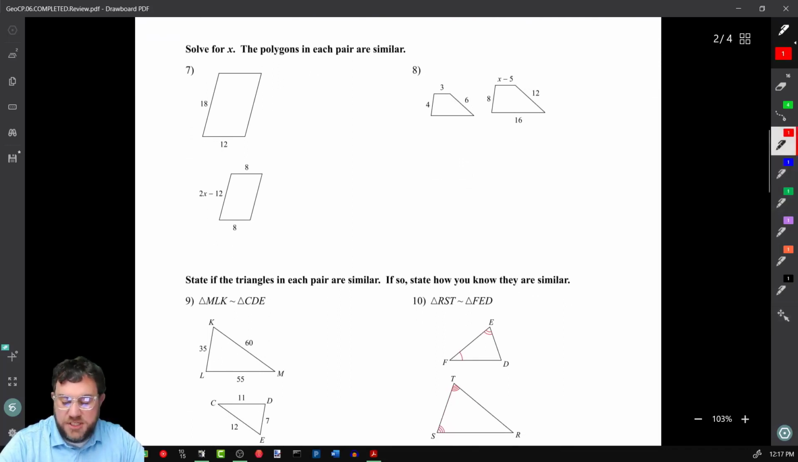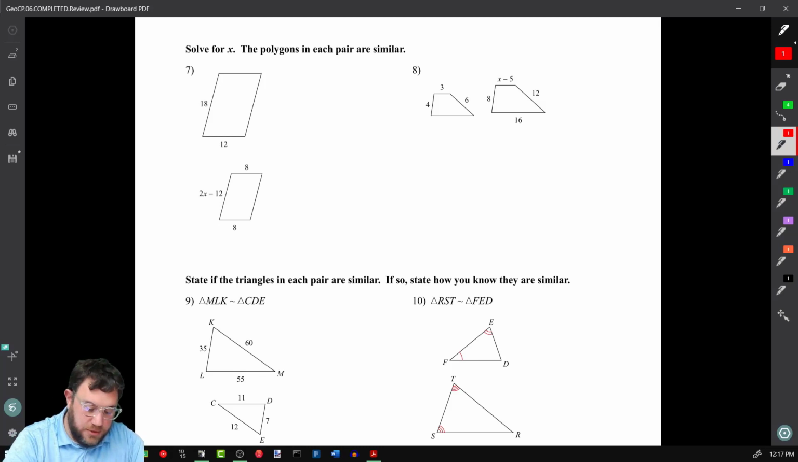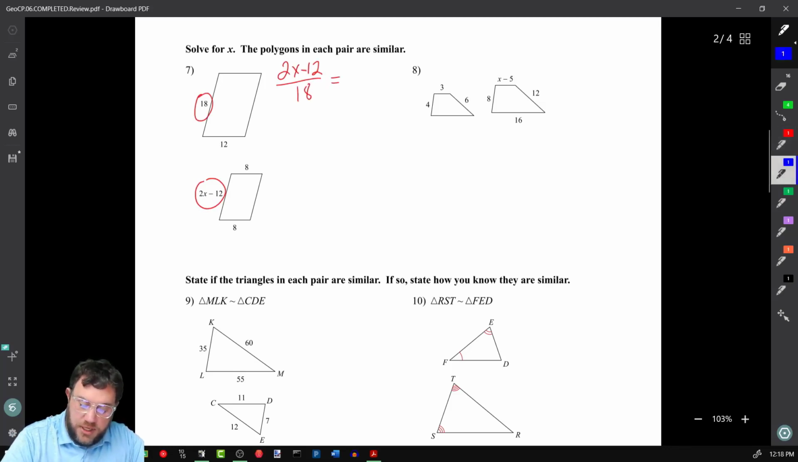7 and 8, we start them out the same way. We set up our proportions, only this time instead of a single x, we have an algebraic expression. But it's set up the same way. We start the process the same way. The difference is we will have to distribute instead of just multiplying like 6 times x in the last example. So the 2x minus 12 and the 18 go together. And then the 8 and the 12 go together.